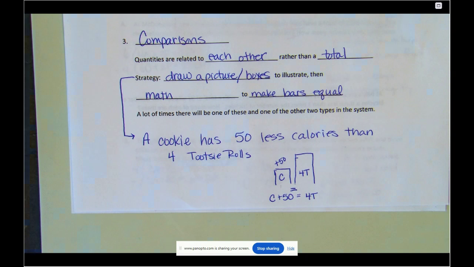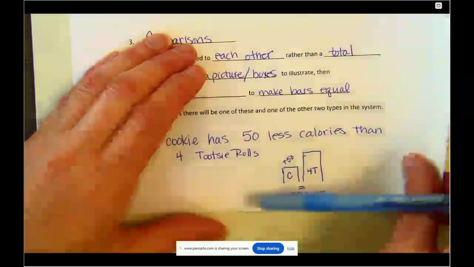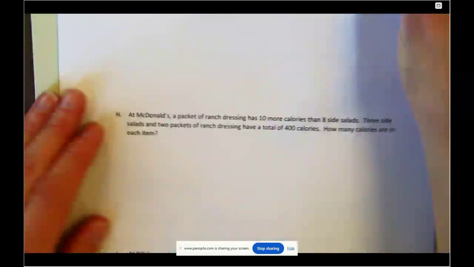Now that you get what I mean by the 50 being there, what's the other thing I could have done? I could have subtracted the 50 from the 4T, right? That would have brought it down. Okay? So, turn the page.